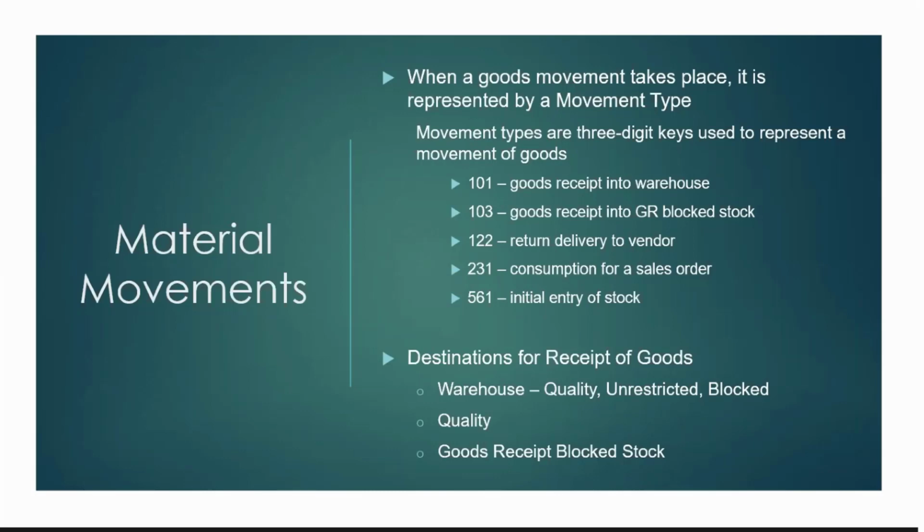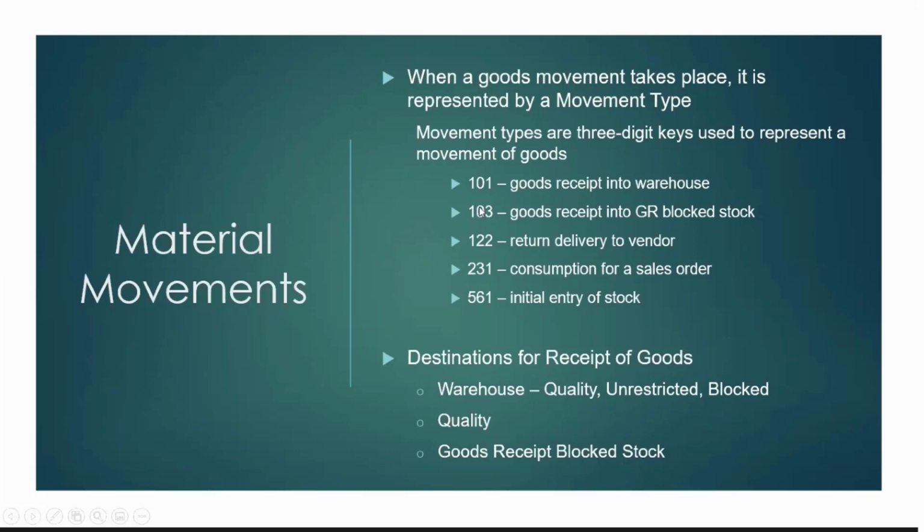Okay, and the movement type is 3 digits. Okay, if you put 101, this means the goods received into the warehouse.